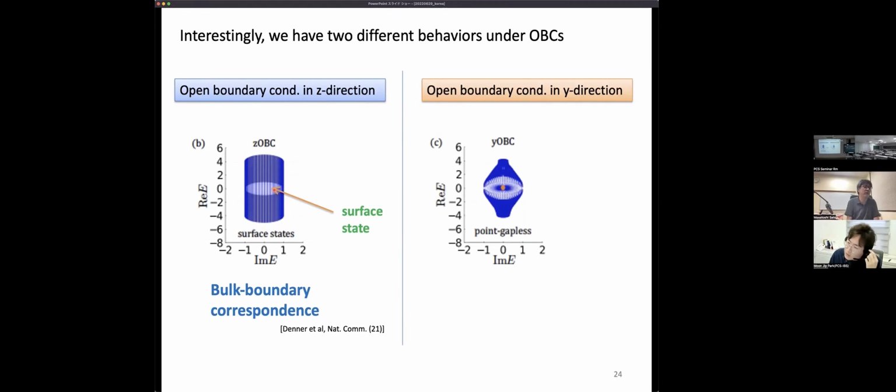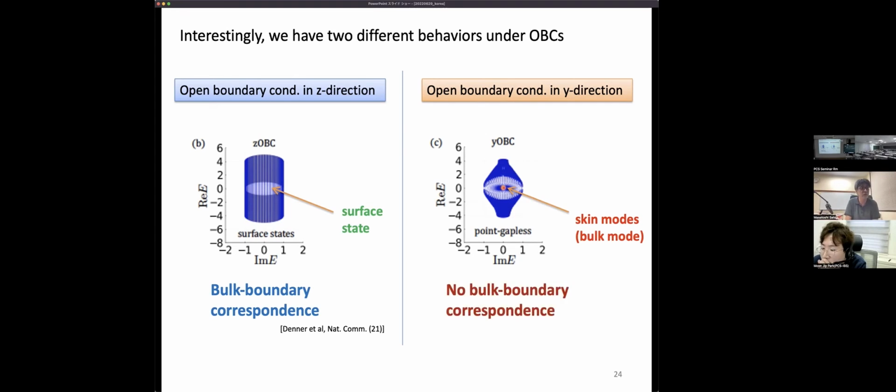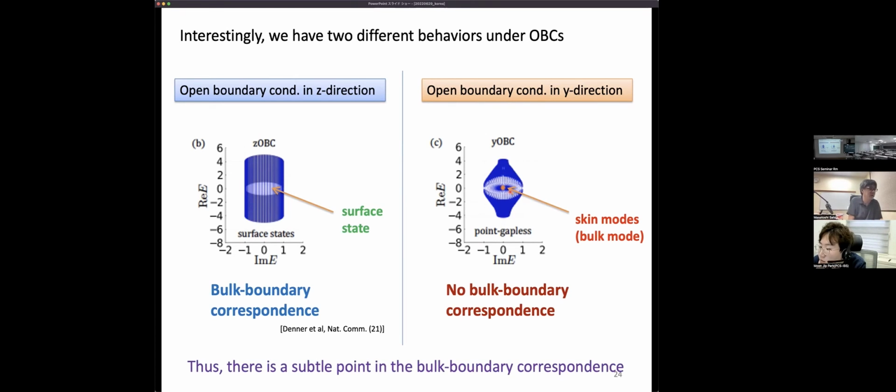Actually, if you consider the open boundary condition in the y direction, we have a very different behavior. We have this kind of spectrum, and we find that this state is a skin mode. As I mentioned before, the skin mode is a bulk mode. This implies that once we have an open boundary condition in the y direction, we have a skin mode inside the point gap. So this means that the point gap closes once we consider the open boundary condition in the y direction, so we cannot define the topological number. We also find that there is no conventional surface state here. So it suggests that there is no bulk-boundary correspondence. There is a subtle point in the bulk-boundary correspondence in the point gap topological phases.